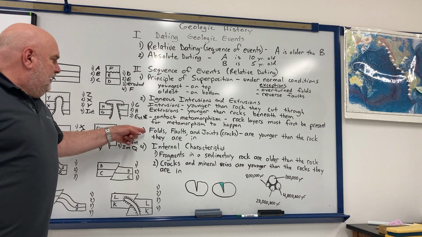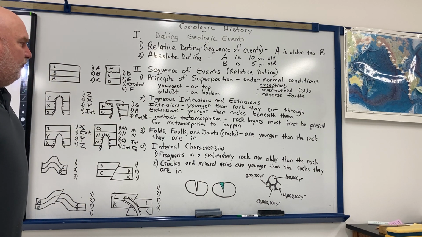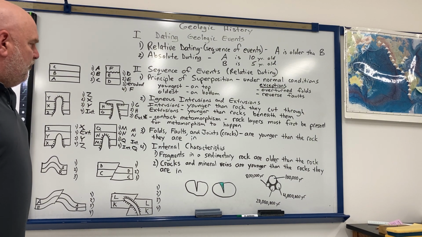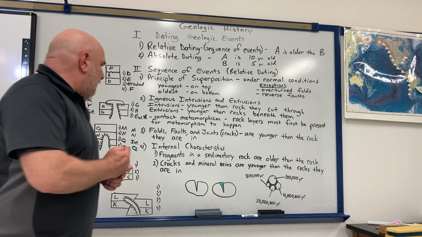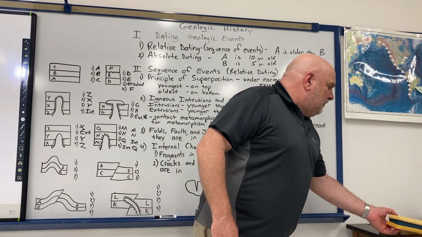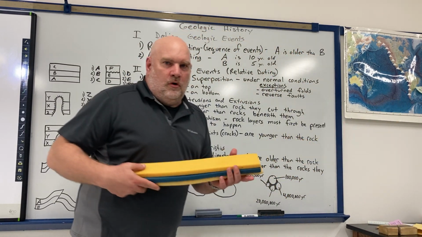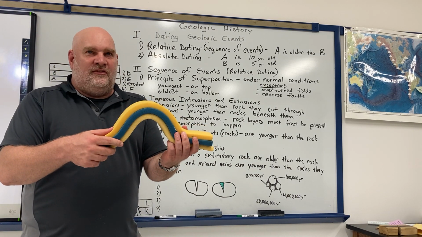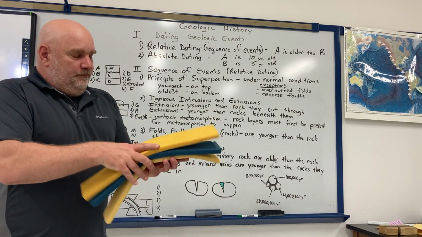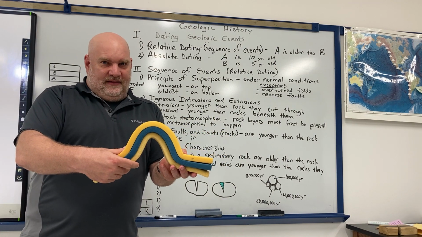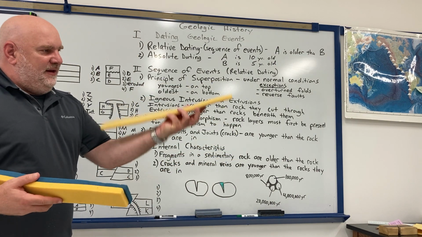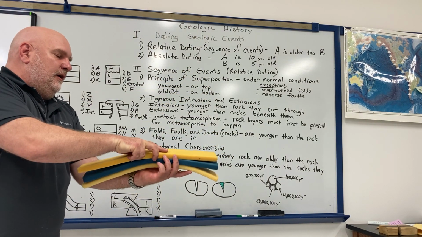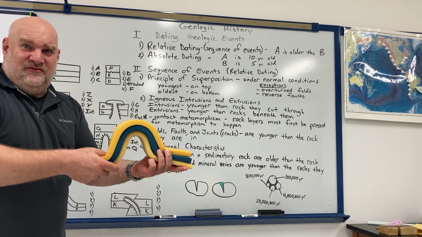All right. Next, folds, faults, and joints, which is another word for a crack, are younger than the rocks they are in. All right. So for rocks to look like this, they have to exist before they can fold. So to get something that looks like that, what would have to happen is that layer forms first, that layer forms second, that layer forms third, then they fold it.